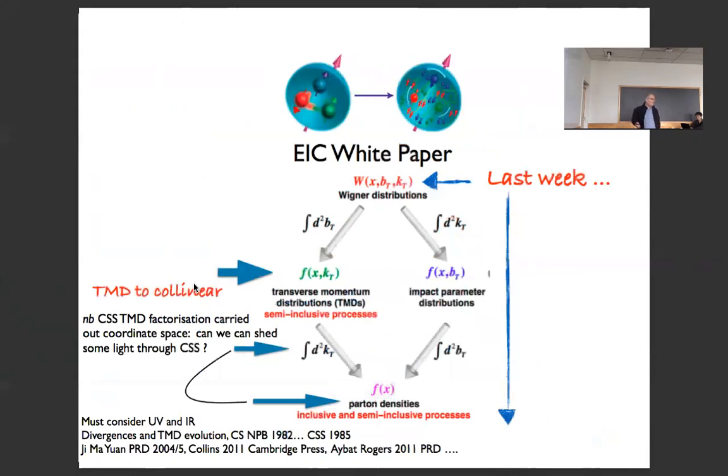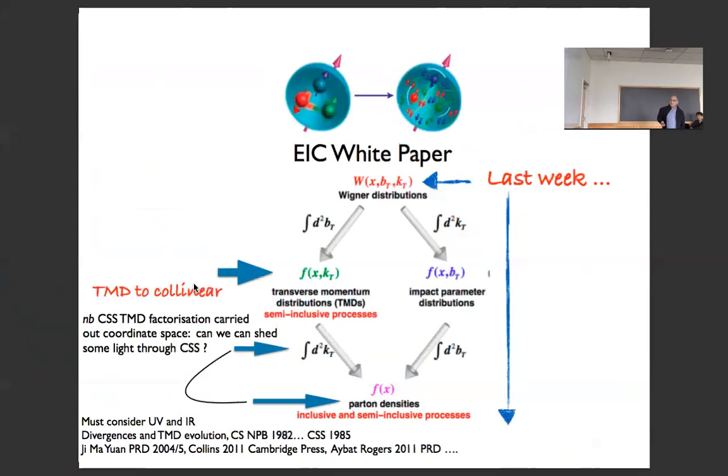I want to point out that in the EIC white paper, last week there was emphasis on this diagram, and even up to here. In the EIC white paper, there is a somewhat controversial statement in this map that you can start from TMDs and integrate over kT and get collinear PDFs. I'd like to explore this in the context of the CSS formalism and see if we can get a better handle on how we can interpret this.